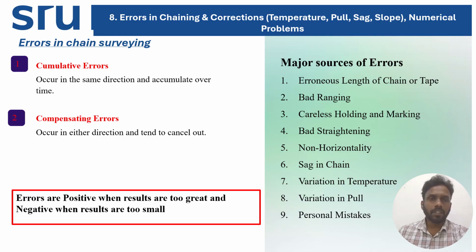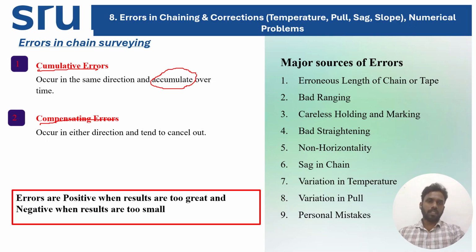Primarily, errors in chain surveying are segregated into two types. One is cumulative error, the next one is compensating error, right? Cumulative error is when the error is occurring in the same direction and it is accumulated over time. Whenever you are measuring a distance, that particular error will keep on accumulating towards your measurements. That kind of error is called cumulative error, right?